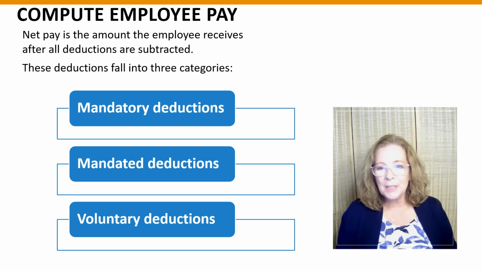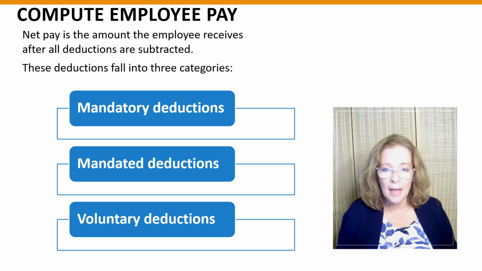As a reminder, the deductions on the paycheck fall into three categories. They're mandatory deductions, and federal, state, and local taxes fall into that category. Next are mandated deductions, which are ordered by a third party, such as garnishment or union dues. Now, voluntary deductions are something that the employee signed up for or did not opt out of at work, like insurance, retirement contributions, for instance 401k, charitable contributions, and so on.